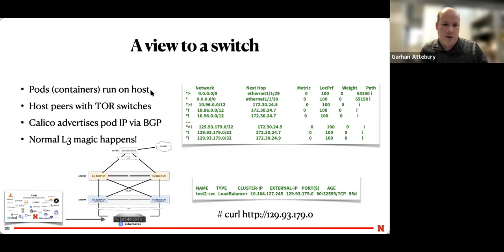So, what does it look like from a switch then? We have pods that are running on a host, containers running on a host. That host peers with top of rack switches. Calico is advertising the IPs of these pods to the switches via BGP.